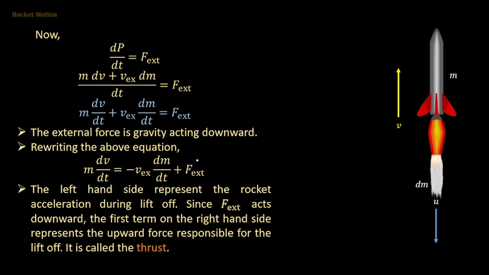We now consider the case when the external force is zero, which happens when the rocket is cruising in free space where there is no force of gravity. When the external force is zero, we remove the external force term from the equation and we get this equation. We set the external force equal to 0 and rewrite the equation for the case of net external force equal to 0. So dt cancels out and we get this equation.